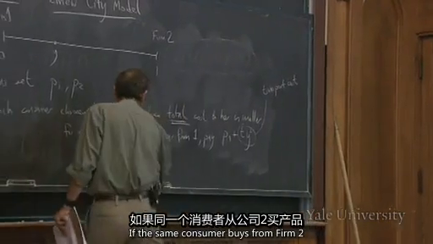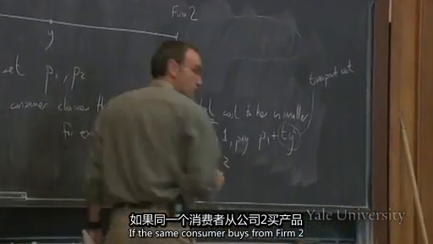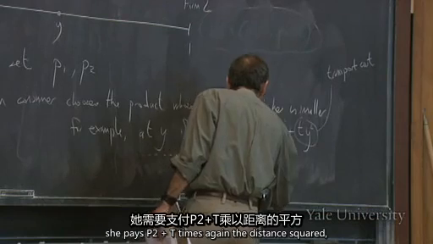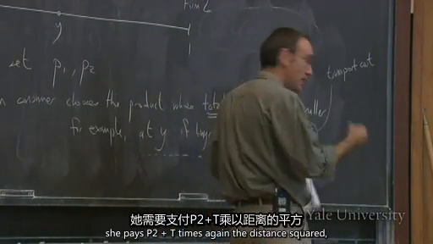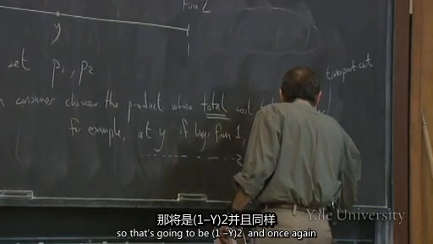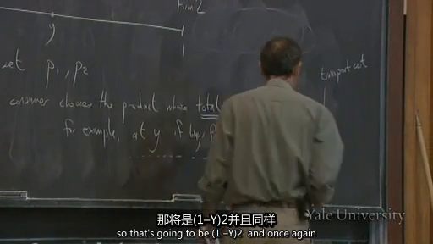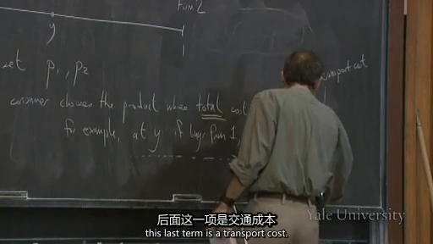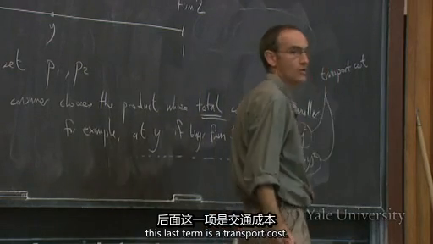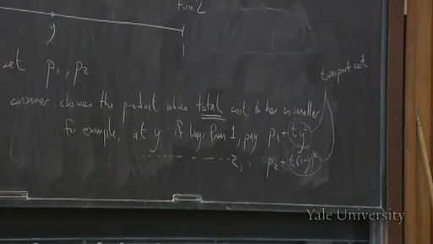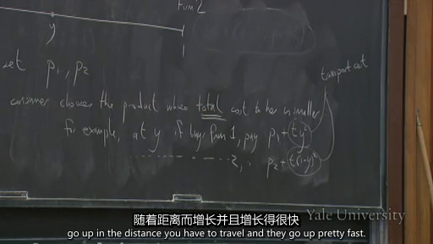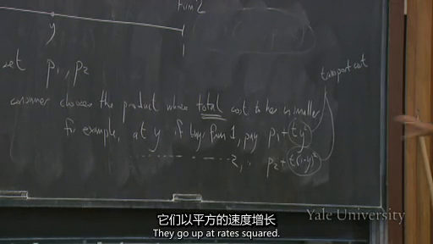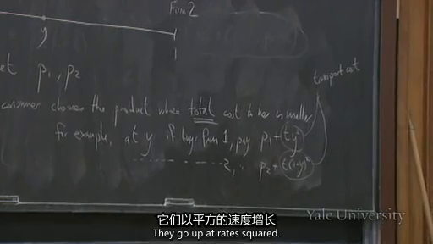Right? If the same consumer buys from firm 2, she pays P2 plus T times, again, the distance squared, so that's going to be 1 minus y squared. And once again, this last term is a transport cost. All right? Notice that these transport costs go up in the distance you have to travel, and they go up pretty fast. They go up at rate squared.